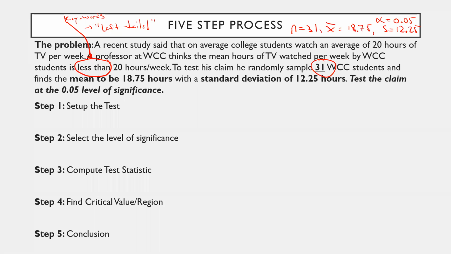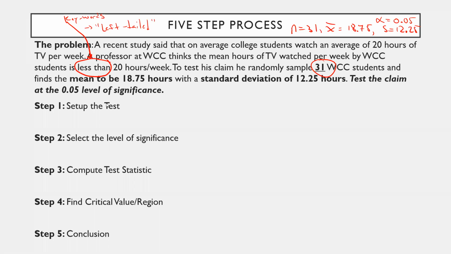So first off, what was my sample mean? 18.75. Is that less than 20? Yes. Here's the thing you have to worry about with statistics: that's just a sample mean from just 31 students. It is absolutely less than 20, but you have to be careful to definitively say that WCC students watch less than 20 hours. My sample mean was 18.75. Is that strong enough evidence to conclude about all WCC students? I don't know.